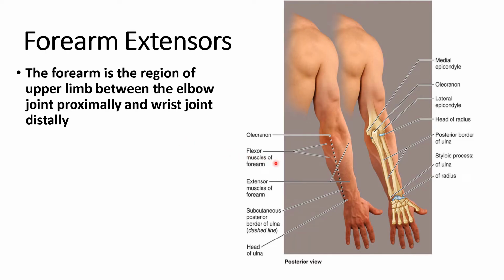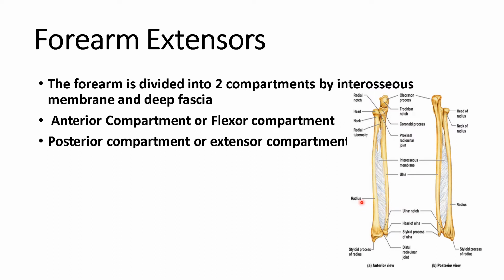So the forearm is the region of the upper limb between the elbow joint proximally and the wrist joint distally. So this is the forearm. It is divided into two compartments by the interosseous membrane, this is the interosseous membrane, and the deep fascia, into the anterior compartment and the posterior compartment. The anterior compartment is also the flexor compartment, and the posterior compartment is also known as the extensor compartment.